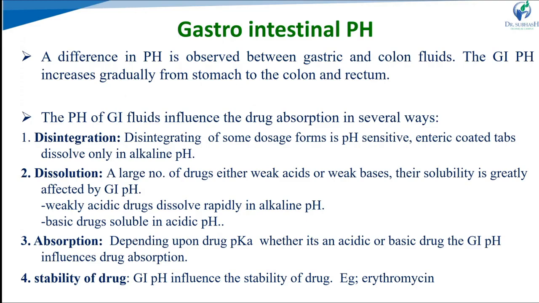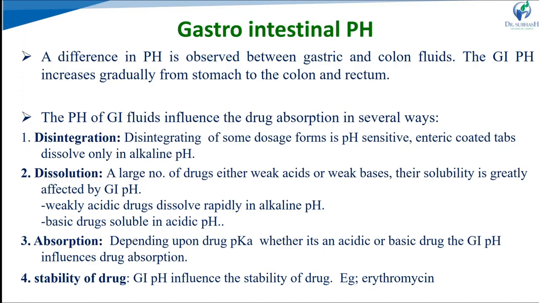In the dissolution part, for a large number of drugs, either weak acids or weak bases, solubility is greatly affected by the GI pH. pH-based solubilities also affect dissolution. Weakly acidic drugs dissolve rapidly in alkaline pH, and basic drugs are soluble in acidic pH. In the absorption process, depending upon the drug pKa, meaning the dissociation constant or ionization constant, and pH-based ionization, whether it is an acidic or basic drug, the GI pH influences drug absorption.